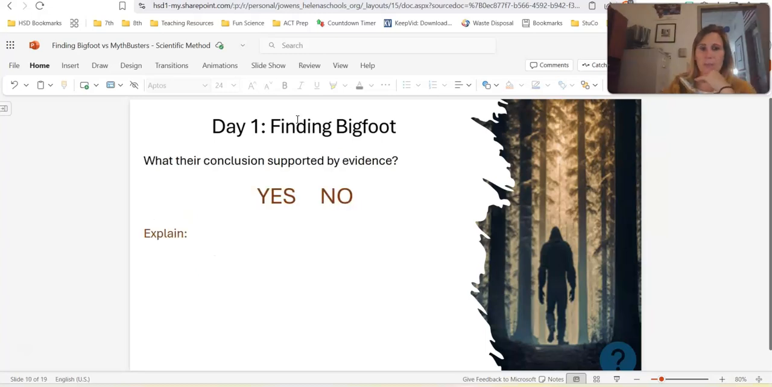Okay, was their conclusion supported by evidence? So think of a CER. They make a claim, they use evidence. Did they use good evidence? Think about what evidence is and what evidence is not. Is it an opinion or is it facts? Is it data or are we just kind of throwing stuff out there? Make sure you explain that as well. Use your draw tool for that.